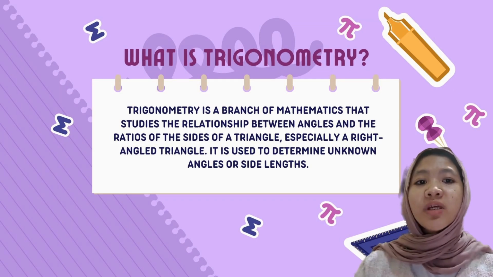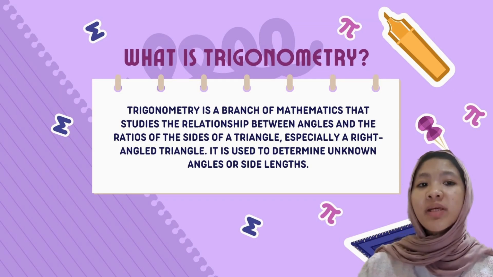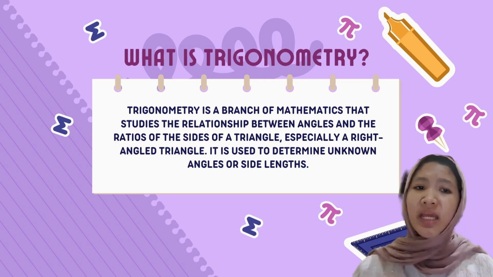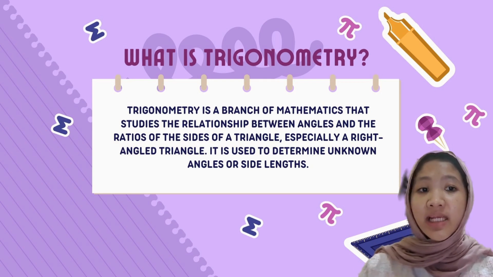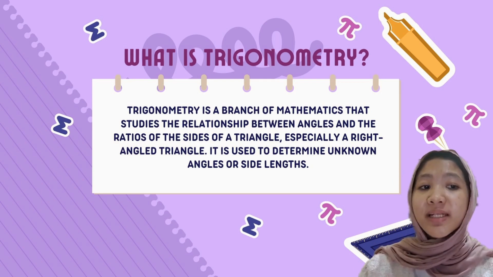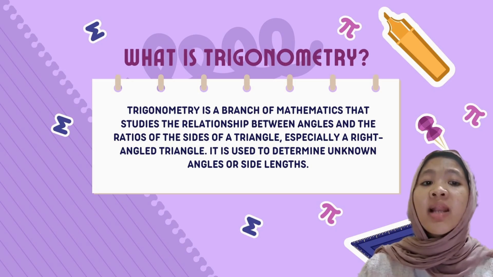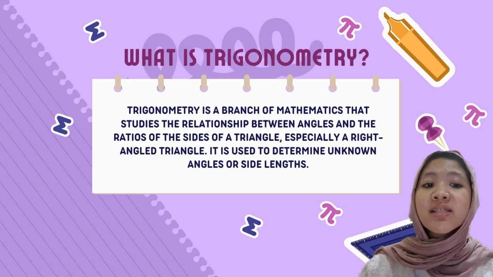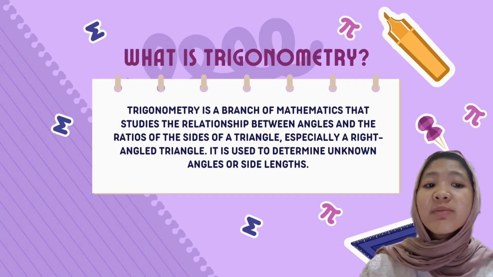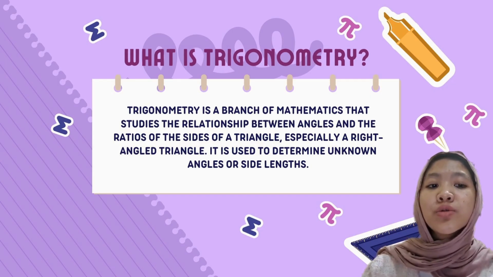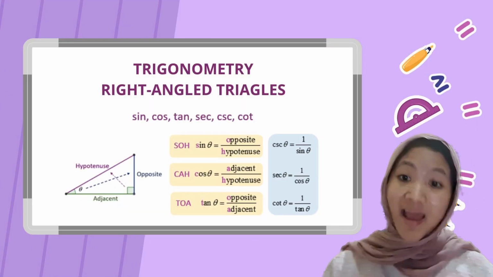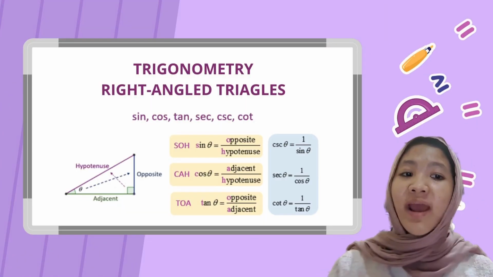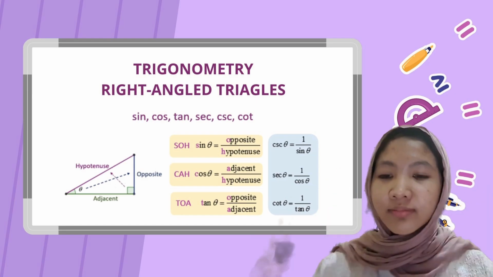Alright, moving on to our third topic for today, trigonometry. Trigonometry is a branch of mathematics that studies the relationship between angles and the ratios of the sides of a triangle, especially a right-angled triangle. It is used to determine unknown angles or side lengths. Let's take a look at how this works.